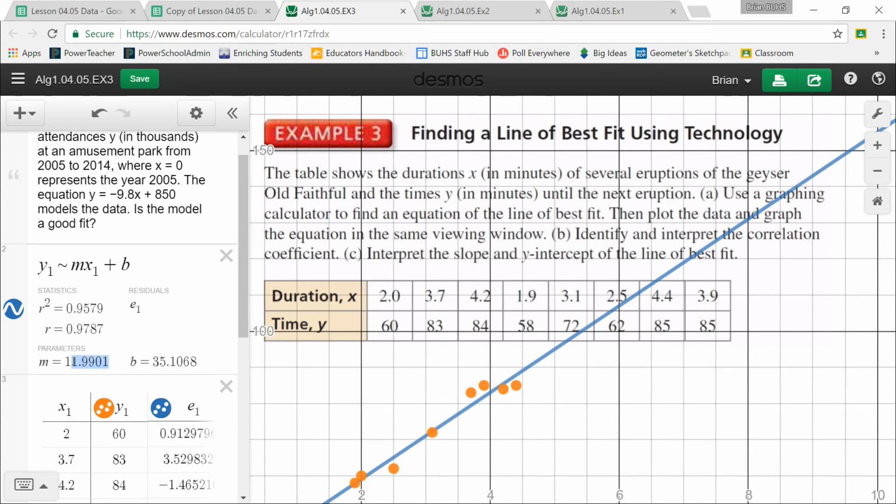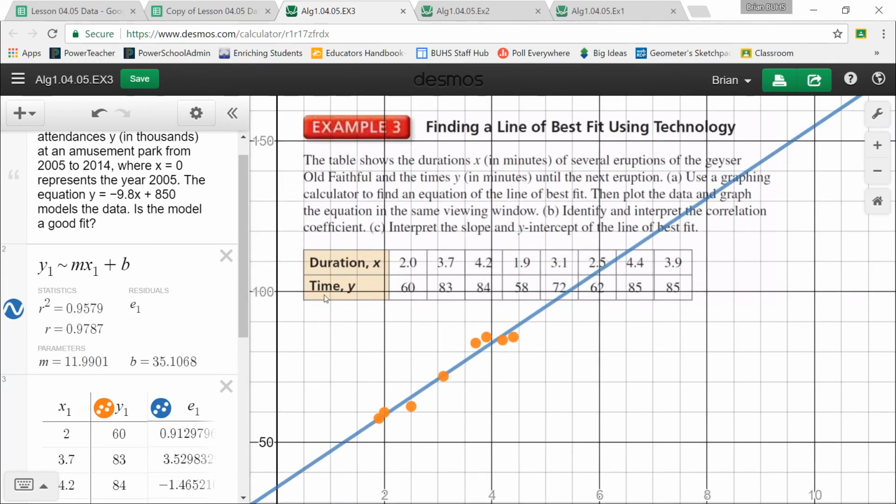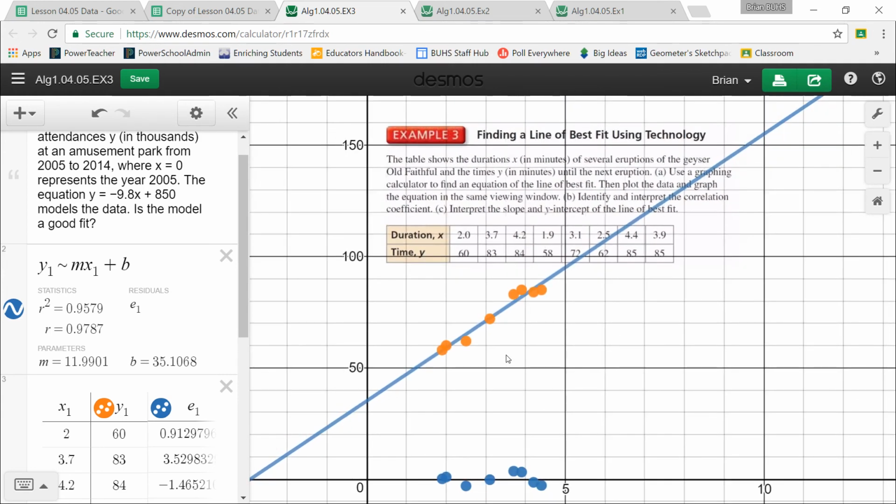What does a slope of about 12 mean in this problem? Let's see, what was this? Duration in minutes compared to the time between the next eruption. As the time between eruptions increases by 12, the duration of the next eruption increases by 1 minute. All right, so that's what that would be referring to.